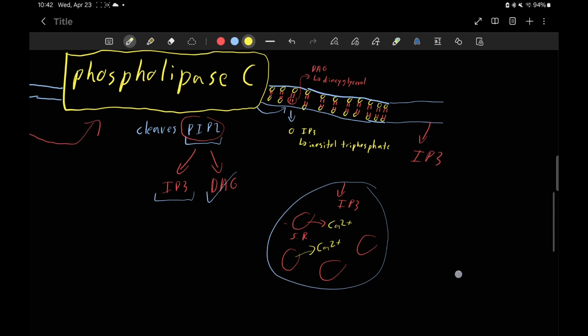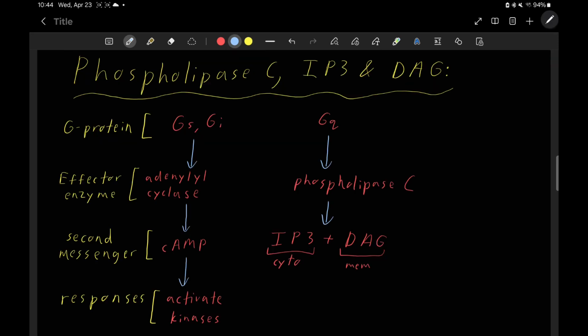For example, calcium is essential for smooth muscle contraction. So basically, this IP3 can cause calcium to be released from storage components inside the cell, and this can cause the contraction of various smooth muscles, such as vascular smooth muscle or other types. So now we can finally finish up our flowchart.